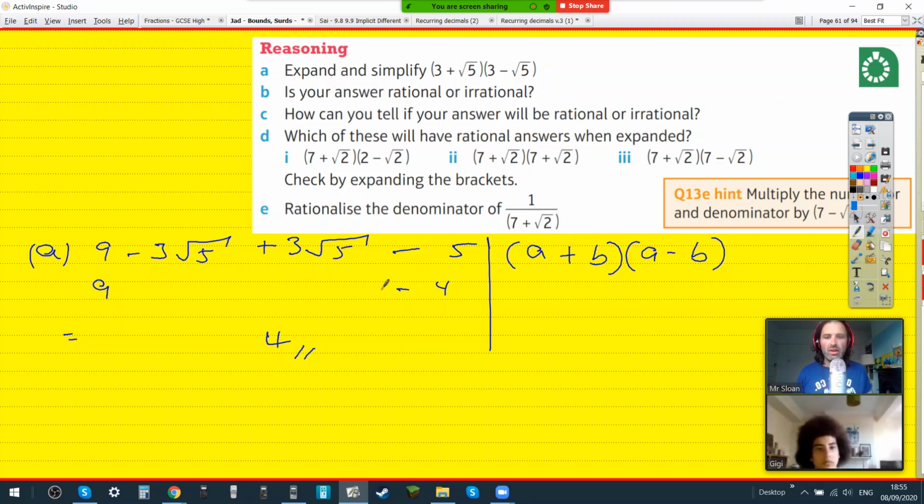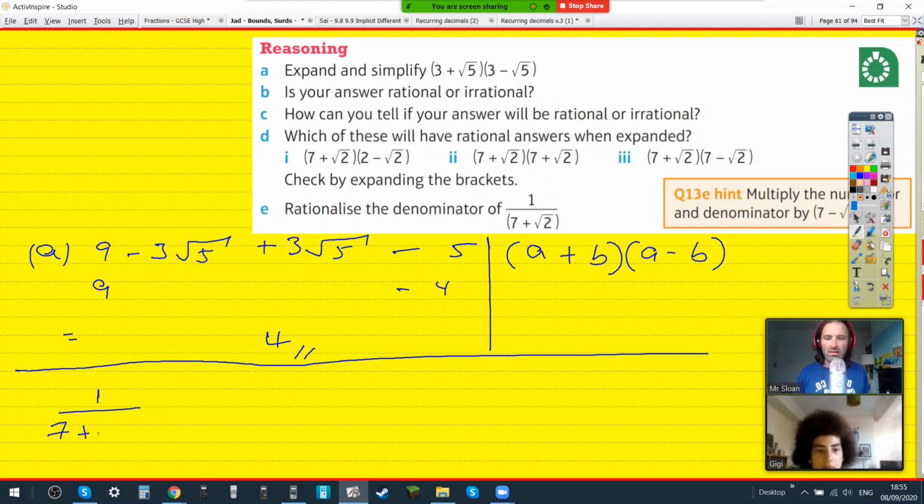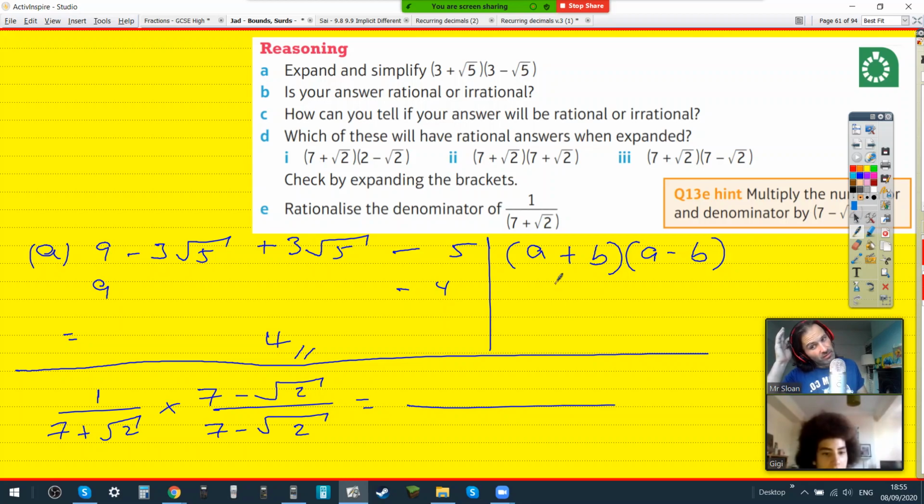So what would you have to multiply the top and bottom by for question E to rationalize it? You have to multiply it by itself, but with a minus. Yes. And what would you get? A rational number. Okay, so what's on the top, what's on the bottom? That times 7 minus root 2 would be 7 minus root 2 over 7 plus root 2.